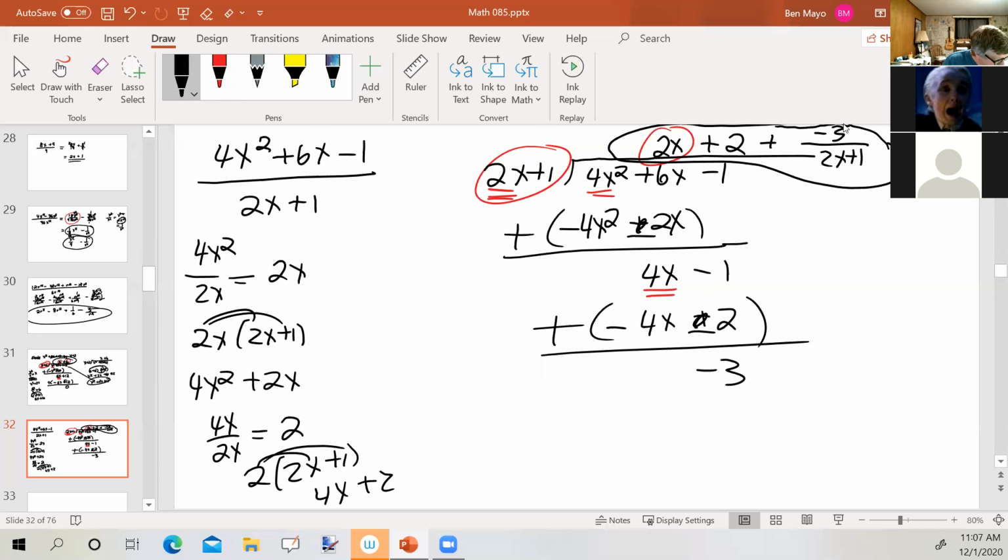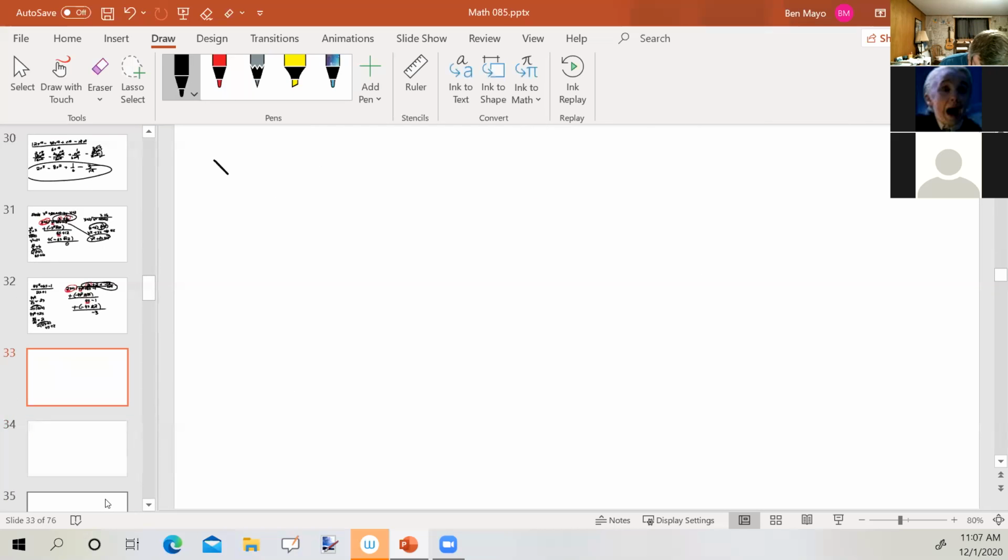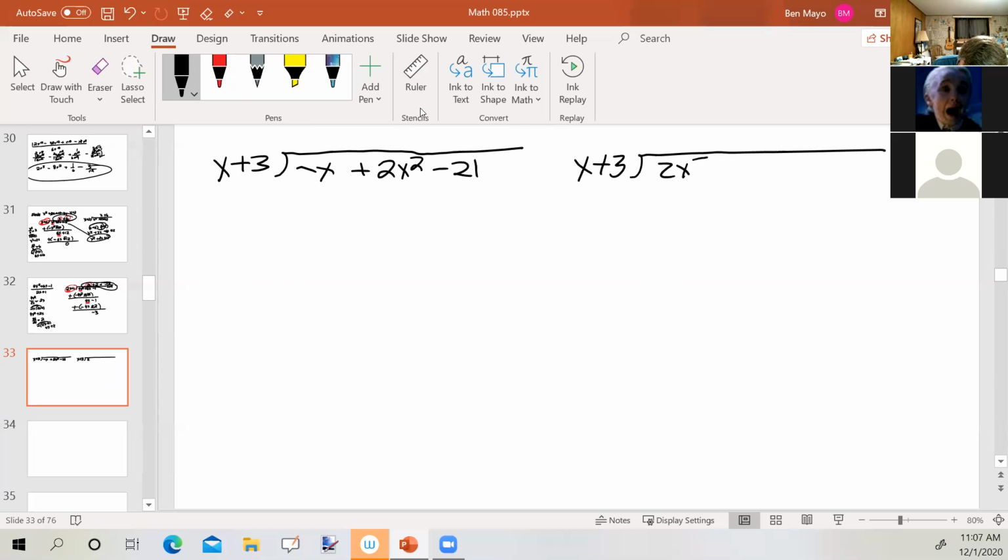All right. Let's say we've got this problem. X plus 3 divided into negative x plus 2x squared minus 21. Well, the problem here is the dividend inside is not in descending powers. So I'm going to rewrite that. The outside's fine, but the inside should be 2x squared minus x minus 21. So we're going to reverse the order of those two terms because they're not in descending powers. Now we'll carry on as before.